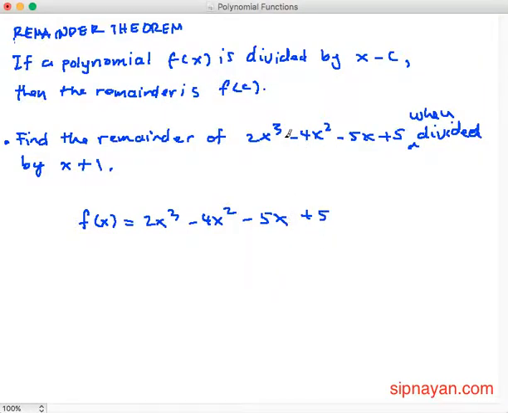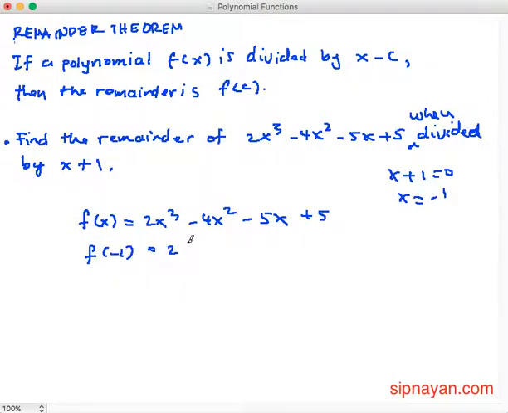So, ano ba yung c? Ano yung value ng c? Diba? So, x plus 1 is equal to 0, then x equals negative 1. Diba? We want to find the value of c. We equate to 0 and then find the value of x. Yung value ng x mo dito, yun yung magiging value ng c mo. So, f of negative 1.